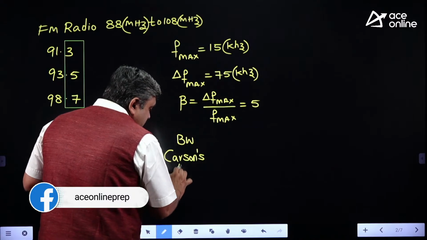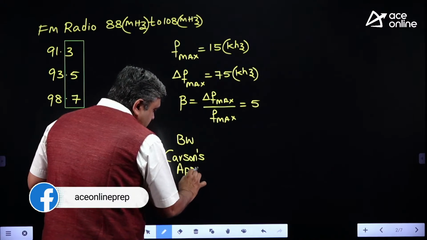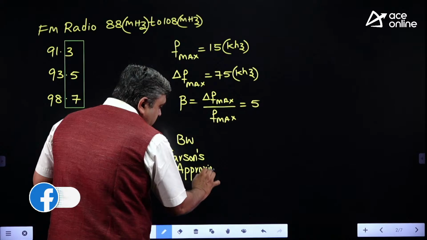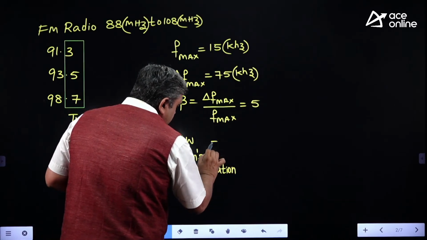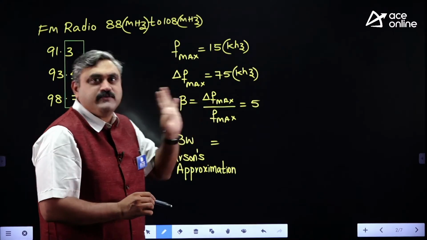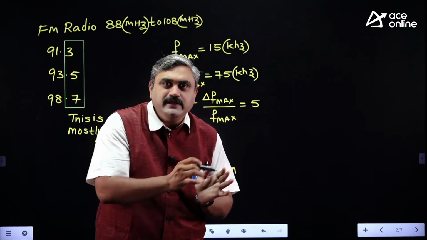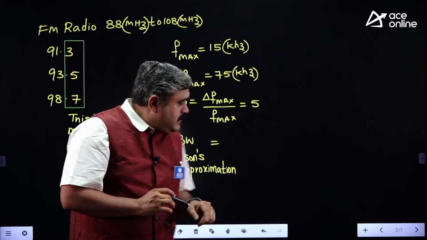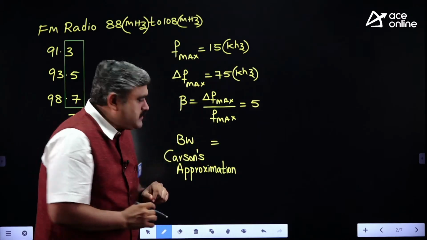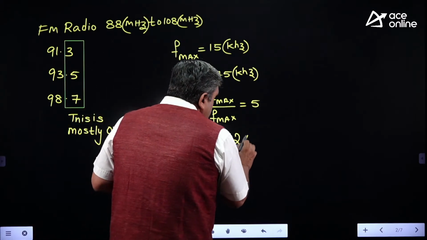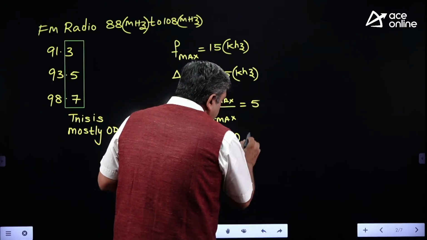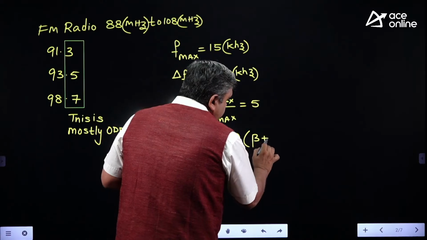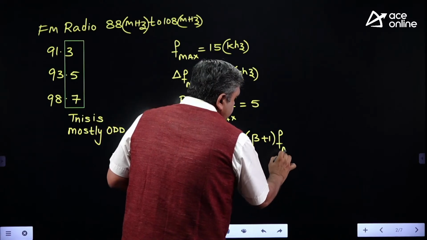Now, if these are the specifications, what is the bandwidth allotted by Carson's approximation? This is how you have to learn the subject. All these are formulas of your wideband FM signal. Instead of touching all the topics and listing the formulas, I am trying to tell you the concept so that you can automatically get a grip on those points. So, what is the bandwidth using Carson's approximation? It is 2 into delta f max, or you can straight away write this as 2 into (beta plus 1) into f max. Is it correct or not?